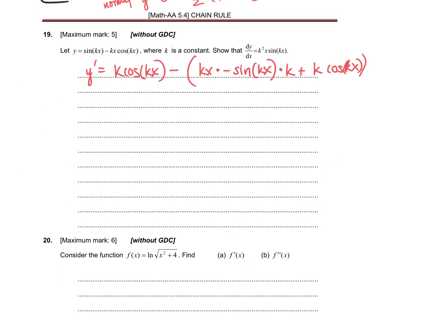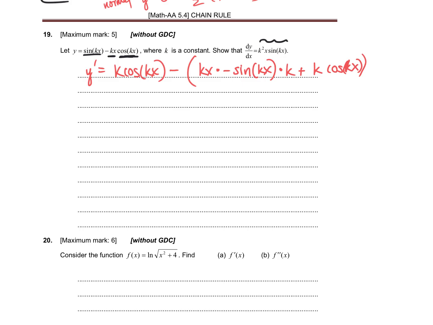And then this one, I started it off. So we want to find the derivative and show it's equal to this. So I did derivative of sine is cosine kx, and multiply by the derivative of the inside, which is k. All right, so then minus, this is product rule, so we're going to have the first times the derivative of the second, which is negative sine kx, that's chain rule, times k, plus the derivative of the first, which is k, times the second, cosine kx.